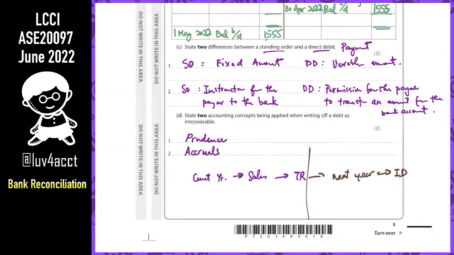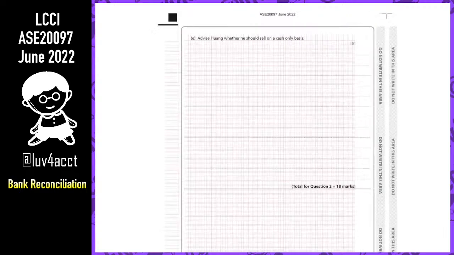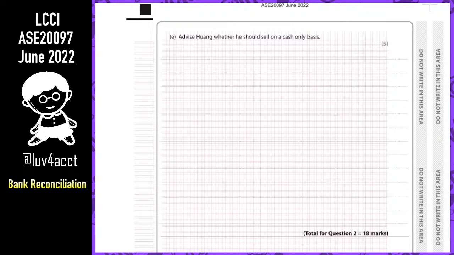Okay, next one, 2 marks again. Next one, we are still on question 2. How much time did we spend? Okay, it is 40 minutes. Okay, good. Advise the owner whether he should sell on a cash only basis. What happens now? We are told, because our debtors, our trade receivables, pay by check, maybe sometime later. So, is it good to sell on a cash only basis?